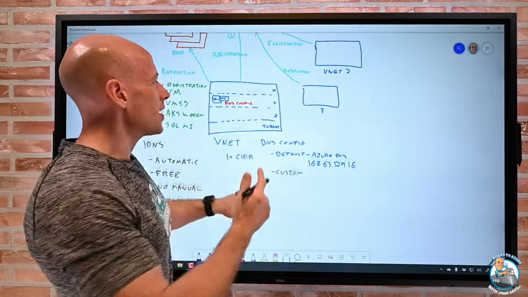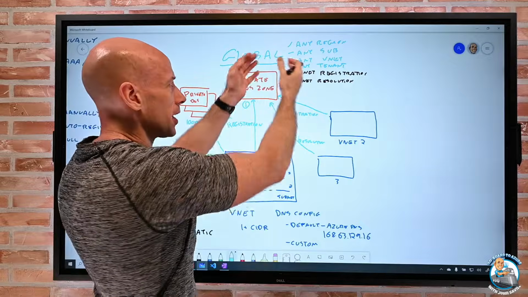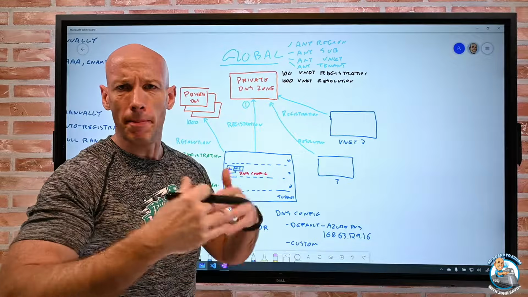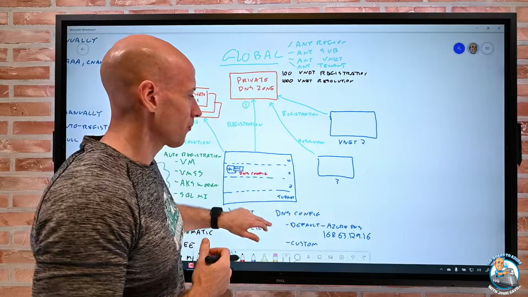And I should have pointed out, when I said any VNet, any tenant, I still need permissions on it. I have to have the permissions to go and connect that. Anyone can't just go and bind to my private DNS zone. You have to have rights to actually use that.